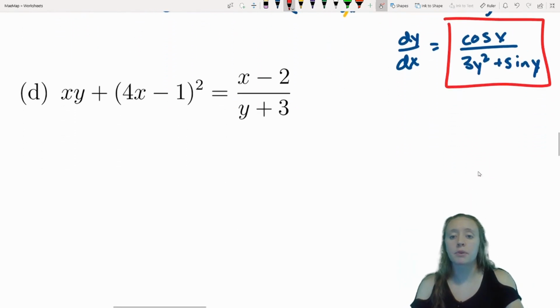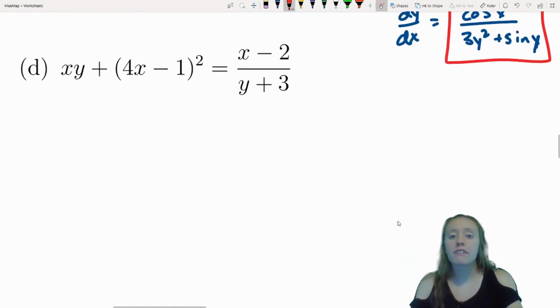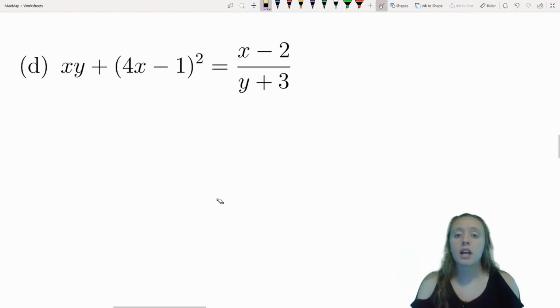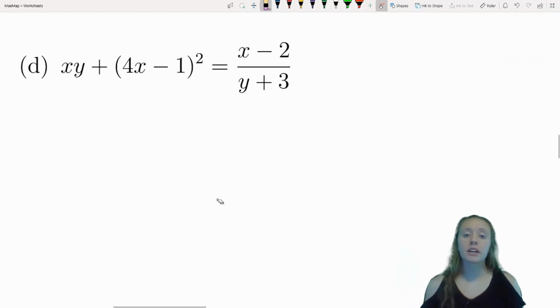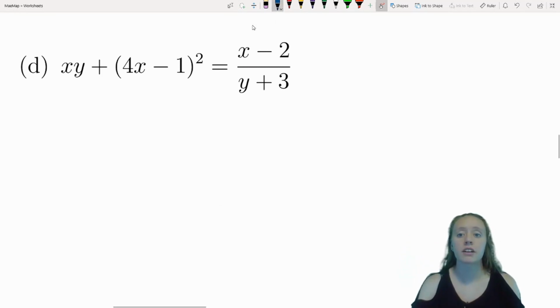Let's do another example. In this one, we have x times y plus 4x minus 1 squared equals x minus 2 over y plus 3. We have y in two separate parts of our equation, and it looks pretty messy. But stick with me, and we'll work through this together. We have to take the derivative of, we'll work left to right. So that first term is x times y.